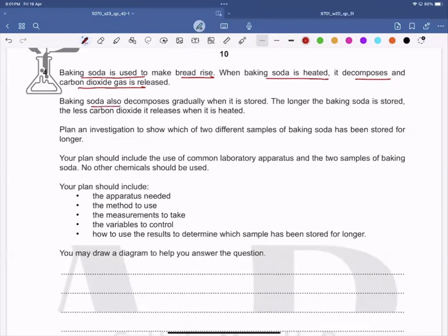Now, baking soda also decomposes gradually when it is stored. So it means that if you leave it and keep it for some time, it continues to decompose. The longer the baking soda is stored, the less carbon dioxide it releases when it is heated. See? So when you keep it for a long time, most of the baking soda has decomposed. So when we use it for baking and we try to heat it, it will produce less carbon dioxide. I hope till here, this is understandable to all of you?